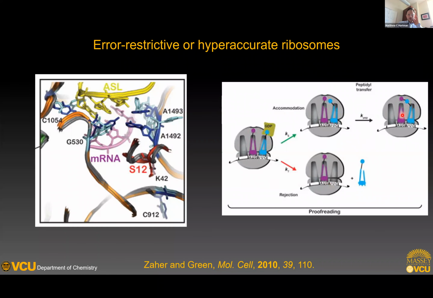And you can measure this via a variety of different strategies. So in these hyperaccurate ribosomes, the equilibria of this accommodation and rejection step are altered. And so it makes it harder for a near cognate aminoacyl-tRNA to find that codon and get in and move into translation.